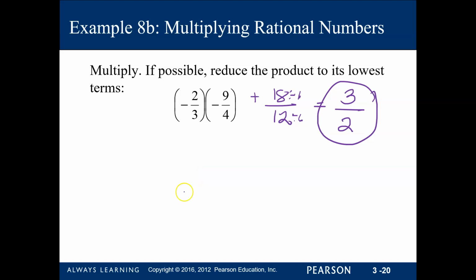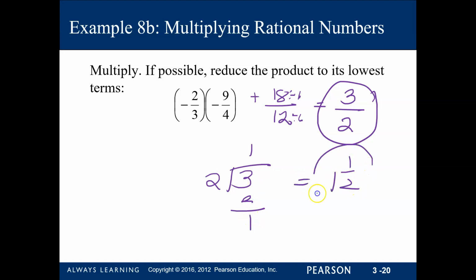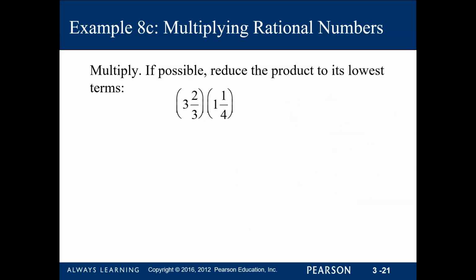Okay? Now, if MathLab says write your final answer as a mixed number, and since this is an improper fraction, if you change 3 over 2 to become a mixed number, 3 divided by 2, that's 1. This is a 2. So it's going to be 1 and 1/2. So either this or this will be your final answer depending on what MathLab is asking for.